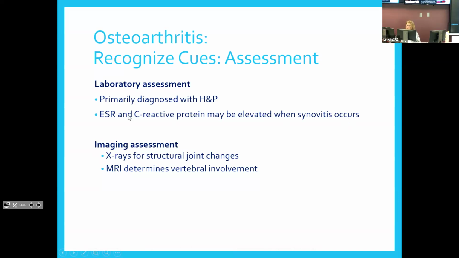Imaging assessment, you're going to look at x-rays for structural joint changes. A lot of times you'll see osteoarthritis. I think they put osteopenia. I'm trying to think how they worded it on the x-ray. I can't think of it right now, but it's easy to diagnose on just a regular x-ray. And then the MRI can determine vertebral involvement, because you can also see that in the spine with the vertebrae. It can cause a lot of back pain.